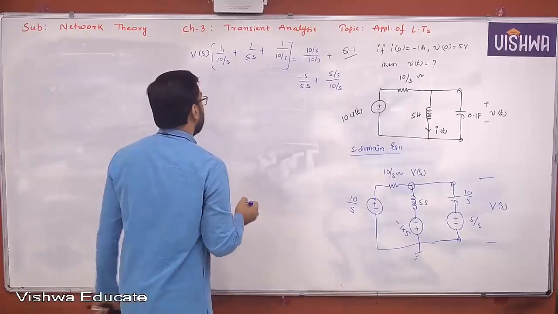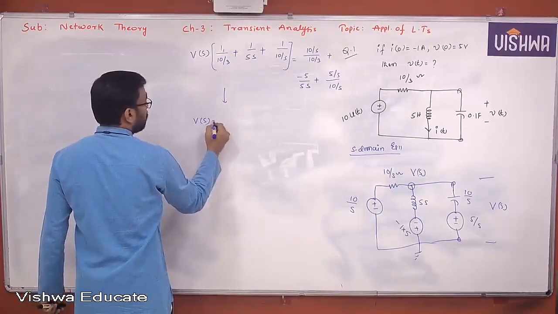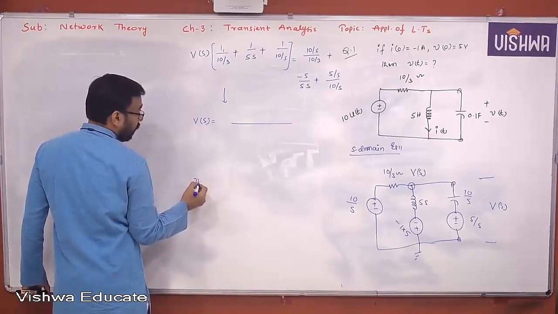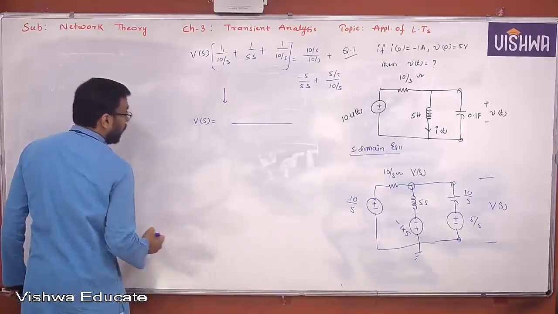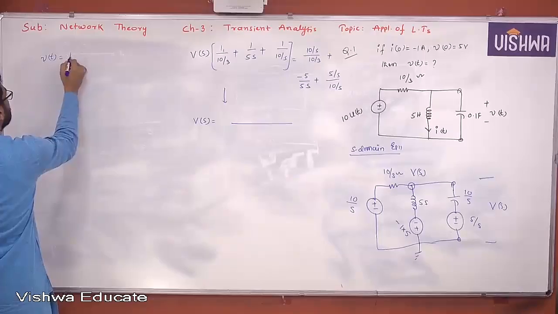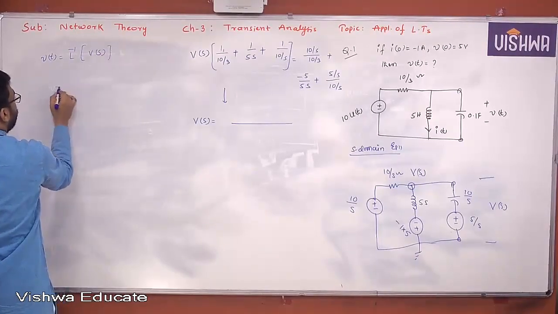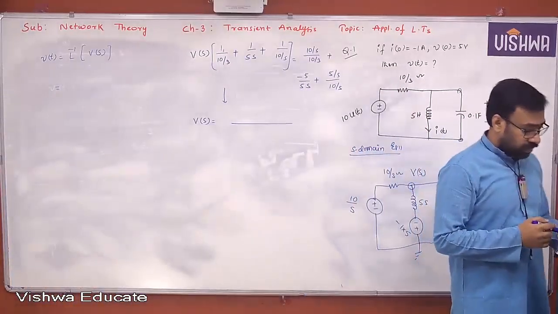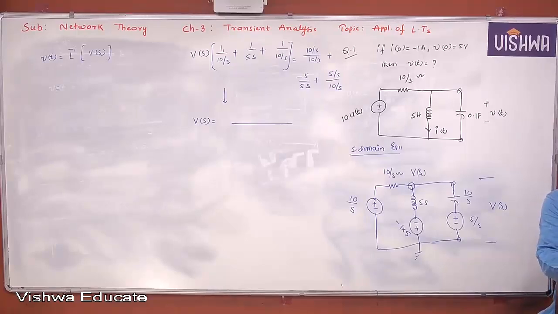You can simplify this and find V of S, and then find V of t by finding the inverse Laplace transformation. V of t is nothing but inverse Laplace transformation of V of S, then you get the value here. So please do that quickly here, all of you.